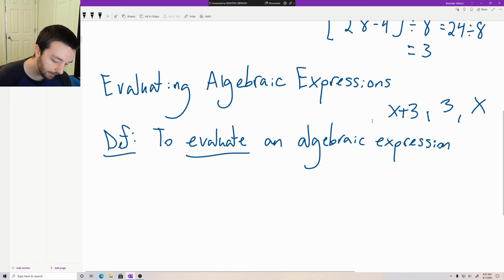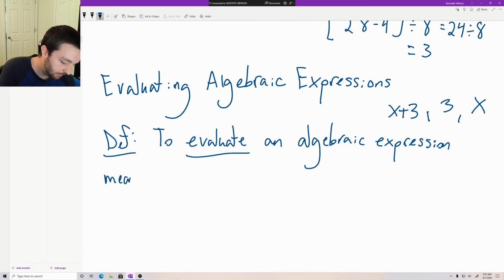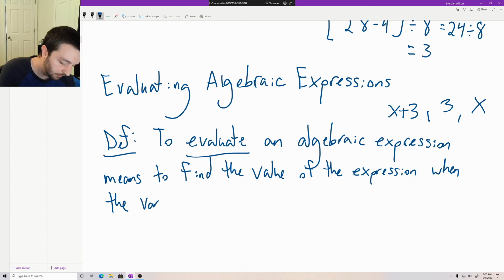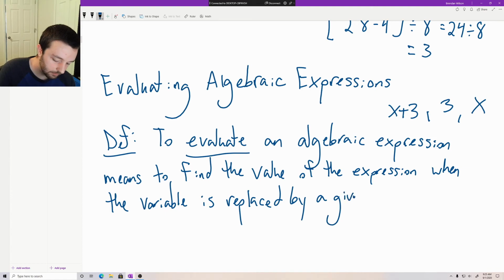So to evaluate an algebraic expression means to find the value of the expression when the variable is replaced by a given number.